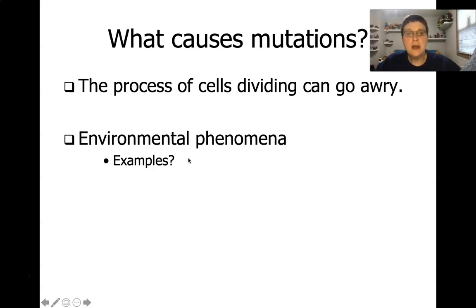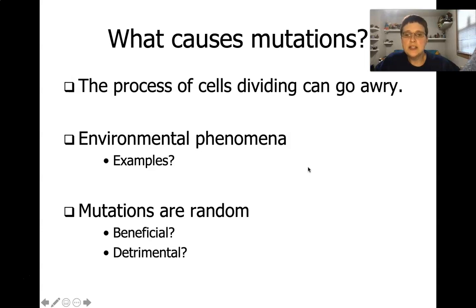A lot of environmental phenomena can create it. So my guess is this is what a lot of you probably put in. So things like UV radiation, chemicals from things like cigarettes and pesticides, X-rays. There are lots and lots of different materials that can create mutations because the materials that they are made out of are going to change the DNA in our cells.